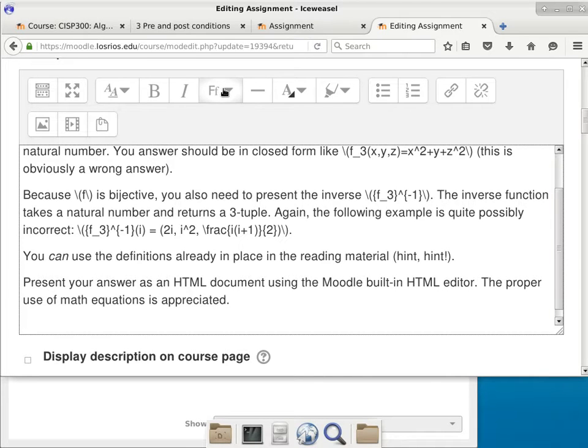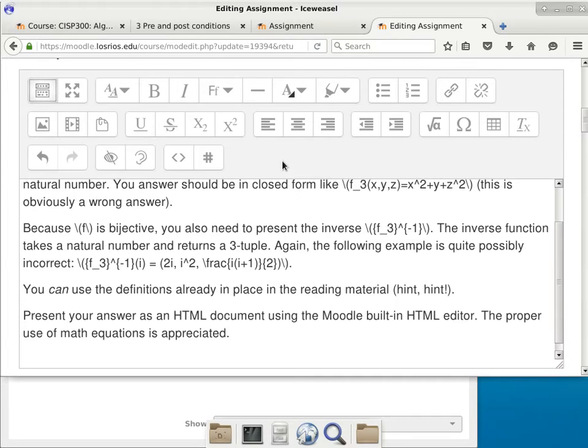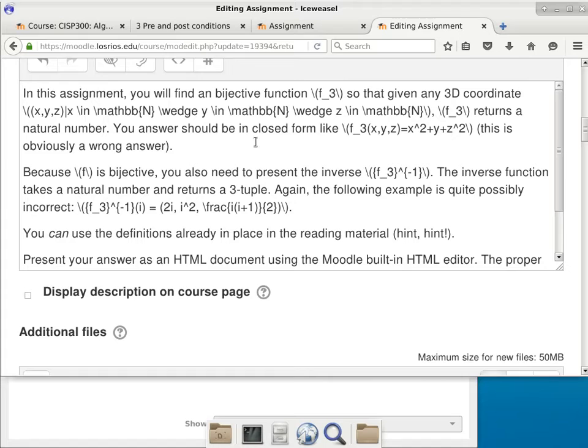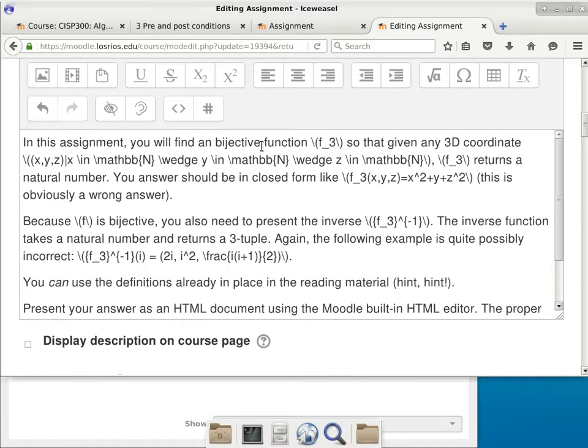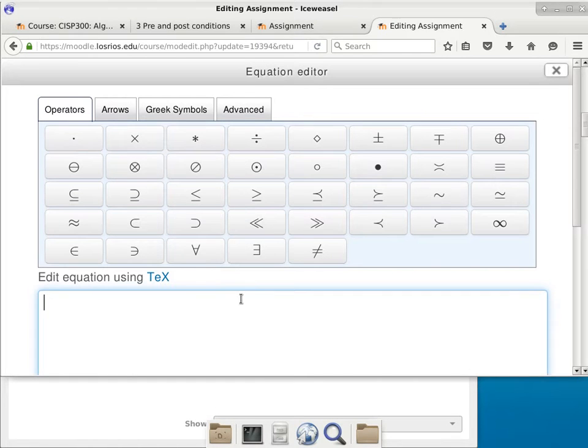Let me see if I can do this equation editor thing. Let's see, where is it? There we go. I'm faster without using the equation editor, but the nice thing about the equation editor is you can preview it as you type. So that's the only part that is nice about it.